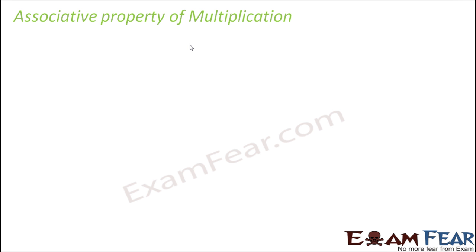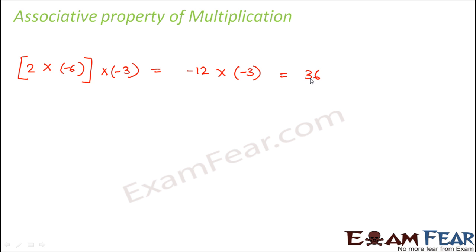Let's now talk about the third property, that is associative property. So this property also talks about the order of integers. Now let's say that you have three integers. So let us take examples: 2, minus 6 and minus 3. Let's say these are the three integers that you have. So as per this property, if you multiply the first two integers first and then multiply the product with the third integer, how much do you get? You get minus 12 into minus 3, which is equal to 36.